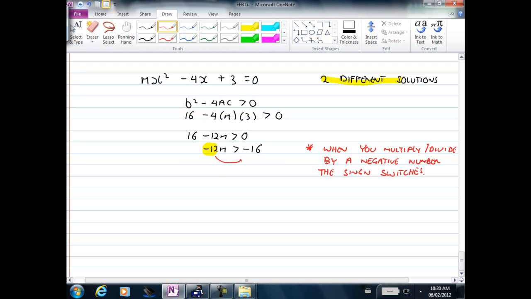So watch what happens. m becomes 16 over 12. But look at my sign now. My sign changes to the other way. I know some of you will fall for the trick. So my final answer is m is less than 4/3. Guys and gals, that's how we do discriminants, and that's how you master discriminants.